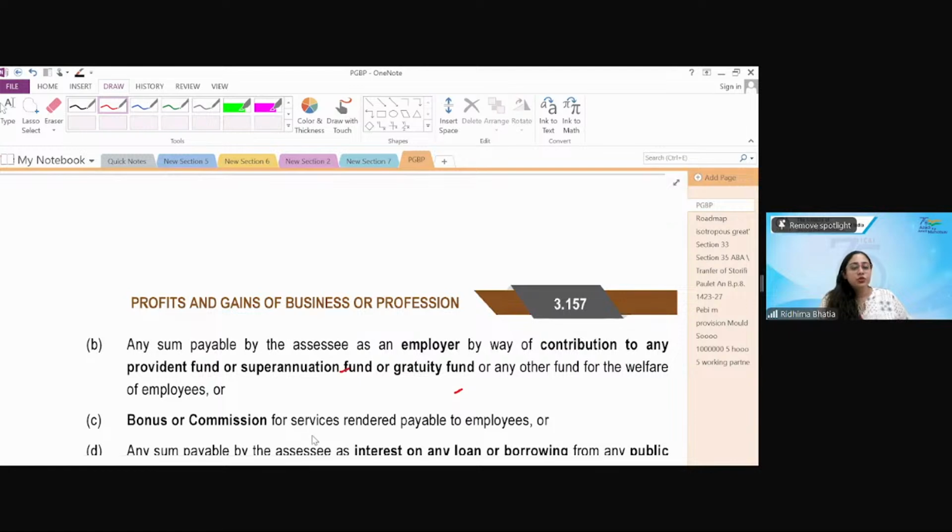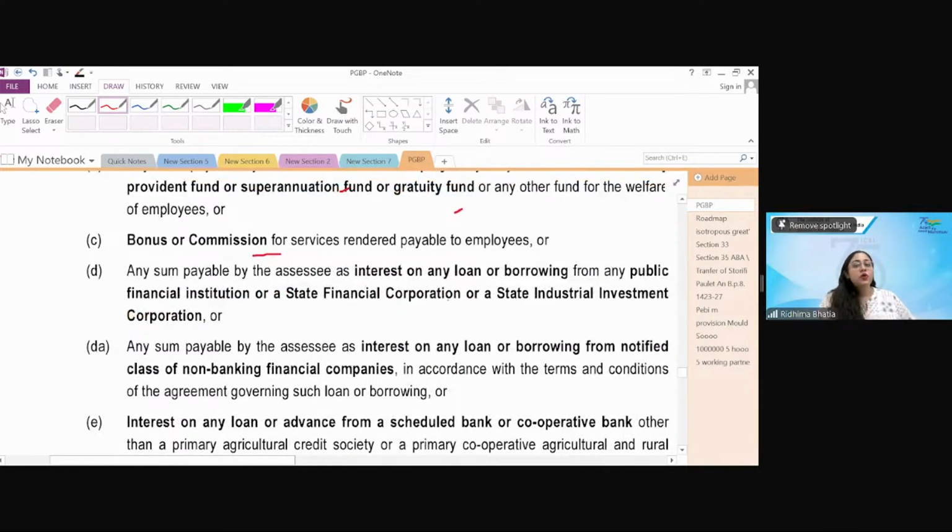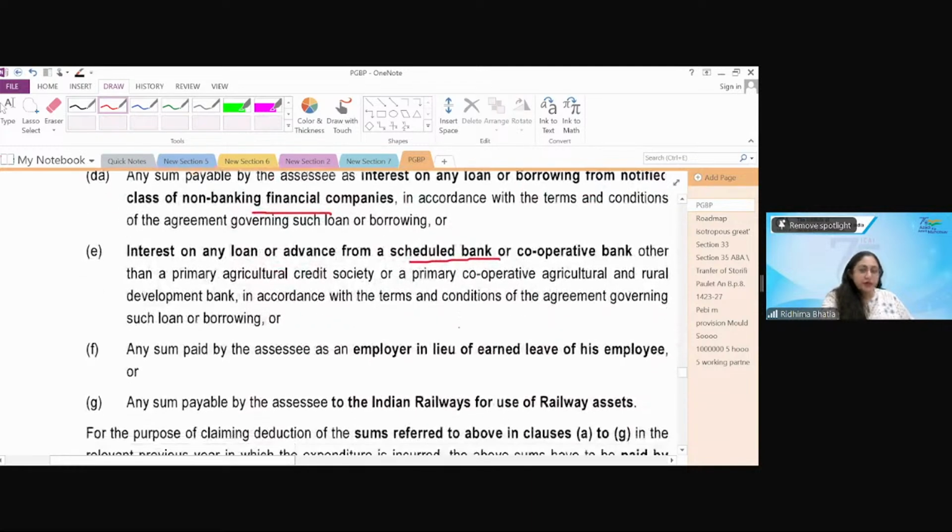Next is bonus or commission. ये भी हमने पढ़ा था section 36 में that bonus and commission should actually be paid before the return filing. Interest on loan, ये भी we studied that interest on loan or borrowings from public financial institutions, state financial corporations, state industrial corporations, interest on loan from NBFCs or any scheduled banks. पहले NBFCs नहीं था, they have included it. So basically any interest on loan taken from all of these, if it is not paid till the return filing date would be disallowed and would be allowed when it is actually paid.